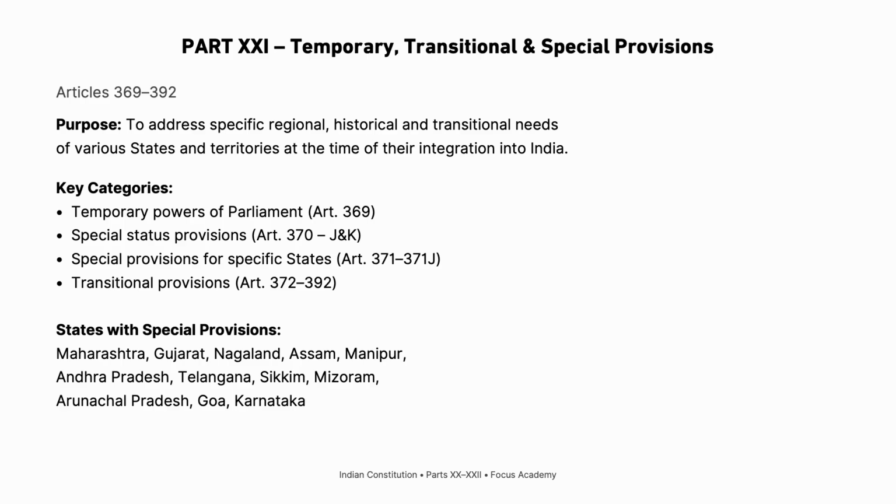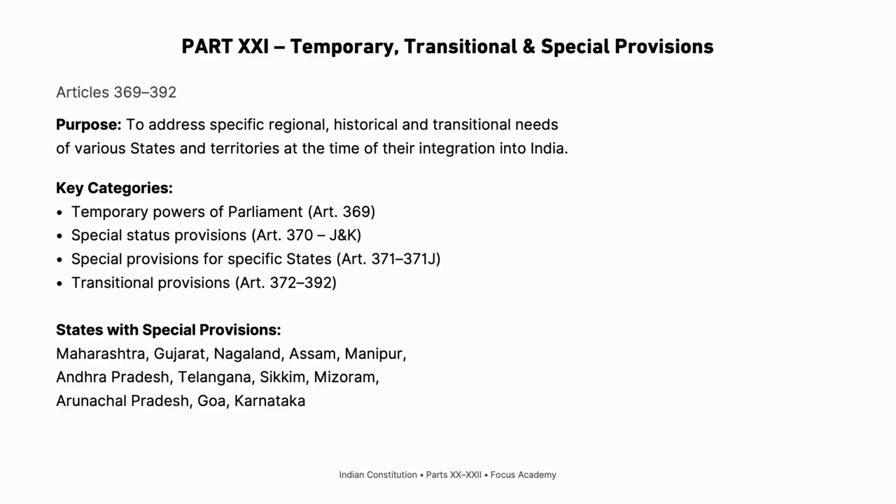Okay, given to the Nagas. Now it covers Article 369 to Article 392. Now, what was the purpose? To address specific regional, historical, and transitional needs of various states and union territories at the time of their integration into India. Okay? Temporary, transitional, special provisions.